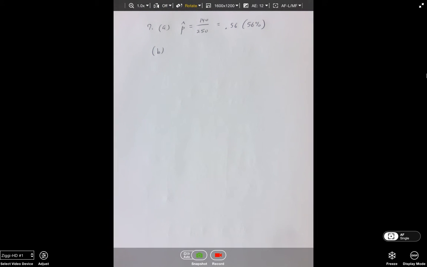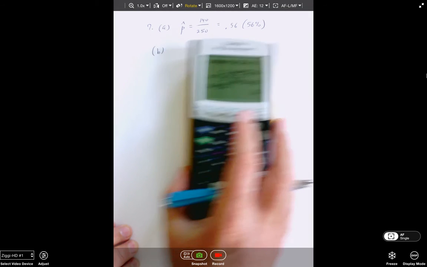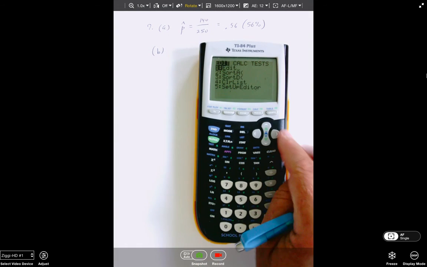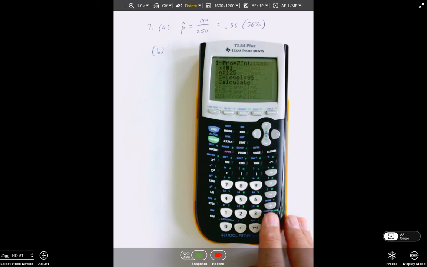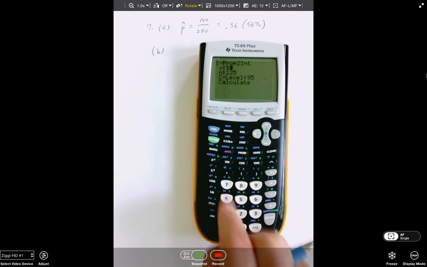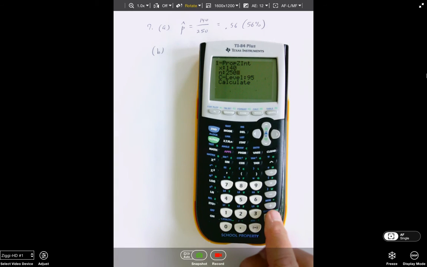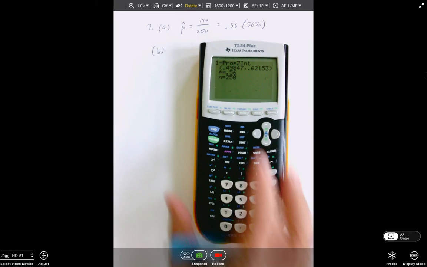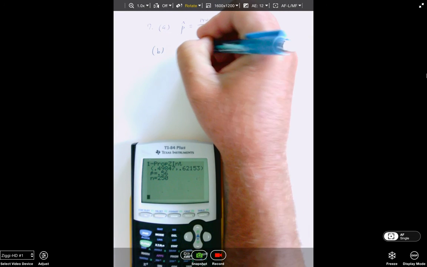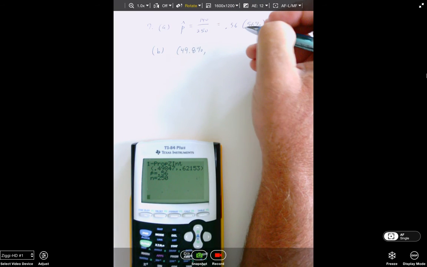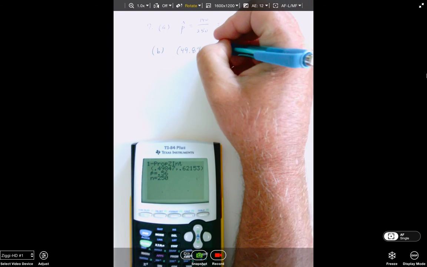To calculate and interpret the 95% confidence interval, let's use our calculator and run that. This is a percentage problem, so you should know by now we use a 1 prop z interval for this. So we have 140 out of 250 at 0.95 level of confidence. So we get 49.8% up to 62.1%.